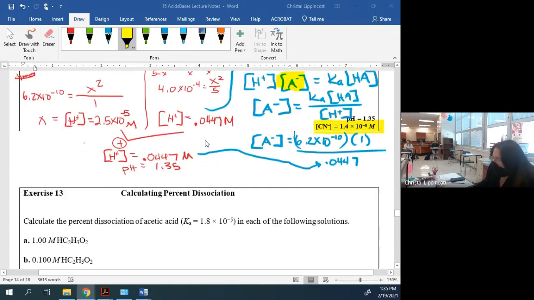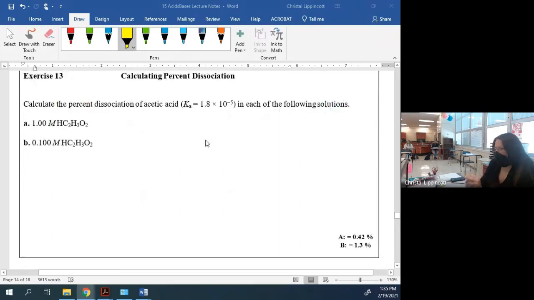All right, exercise 13. Calculate the percent dissociation of acetic acid in each case. So we have different cases here.